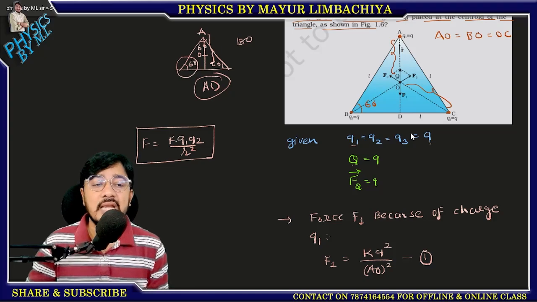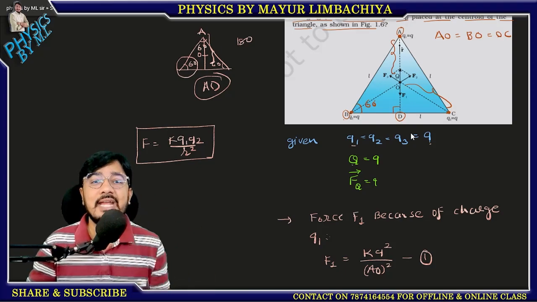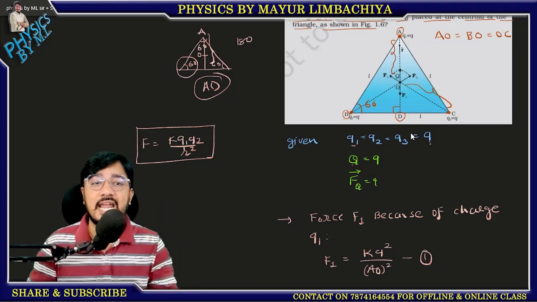So now we have a right angle triangle, right angle triangle ABD. So in right angle triangle ABD, look at that again. Right angle triangle A, B, and D. If I use this right angle triangle ABD, and if I apply sine on this 60 angle, then I can easily find out AD, the median of the triangle.